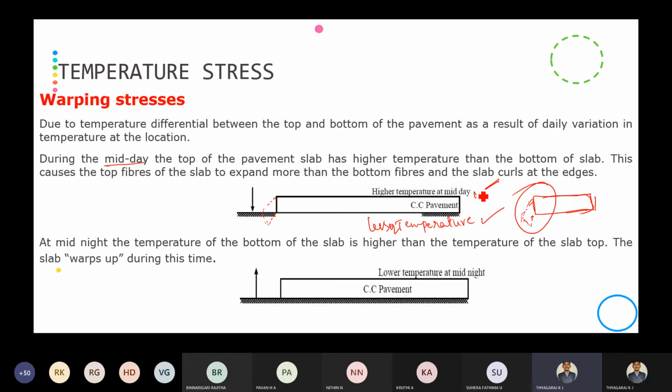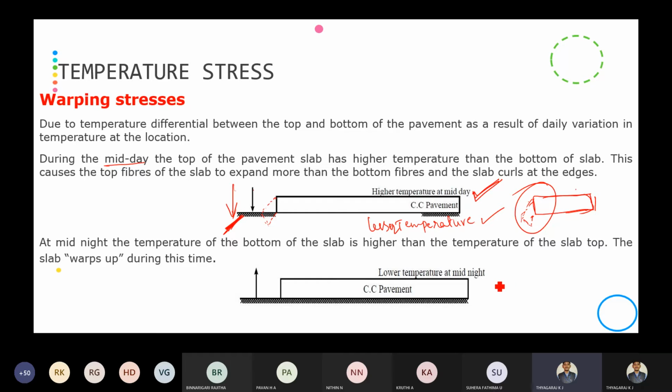So the bending is downwards when the temperature is higher at the top and lesser at the bottom. During daytime, when the temperature is higher at the top and lesser at the bottom, the slab bends downwards. Okay, the slab is going to bend downwards. The same thing will be reversed.